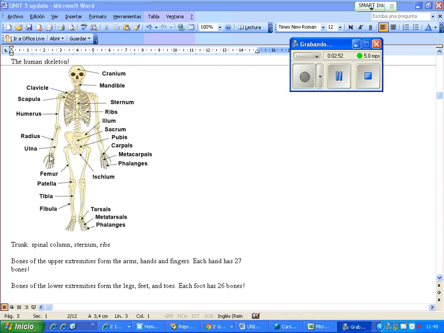Each hand has 27 bones, and the bones of the lower extremities involve the legs, the feet, and the toes. Each foot has 26 bones.